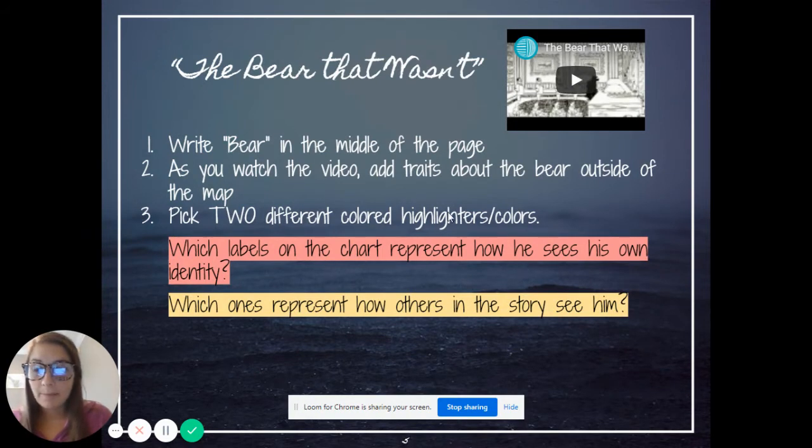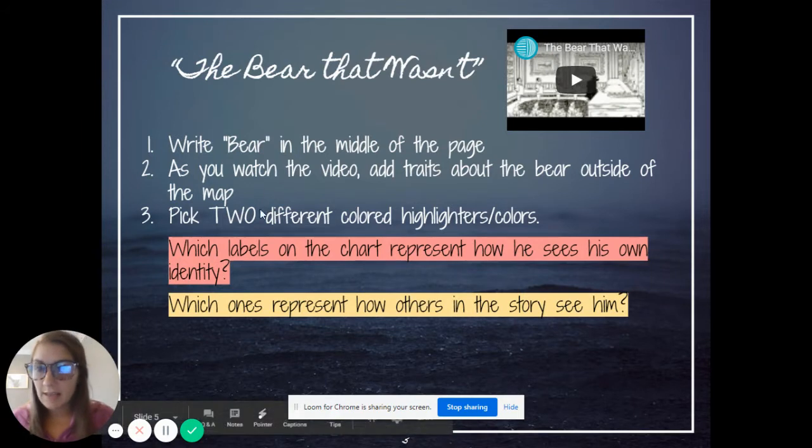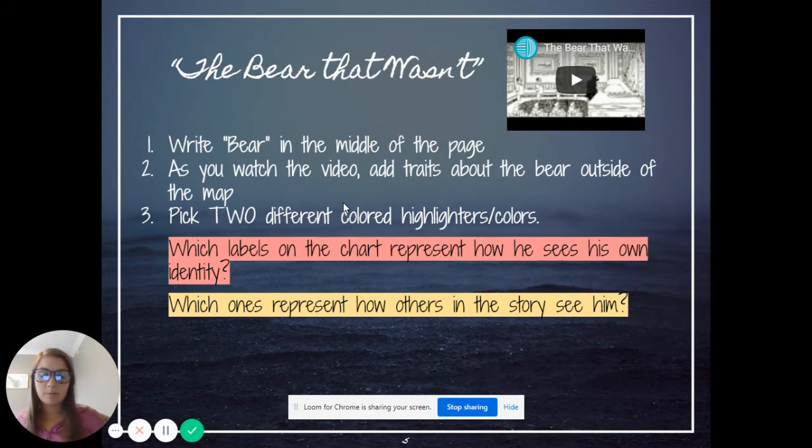So I made you a map on the same sheet as your identity map that says bear, and you're going to add traits on the outside about the bear. Once you have traits about him, so maybe he's hardworking, maybe he's lazy, maybe he's, I don't know, a teacher, just random things about him that identify him as a character, go on his identity map.